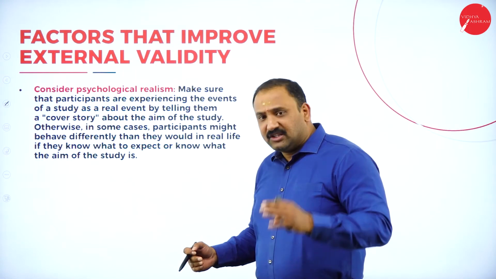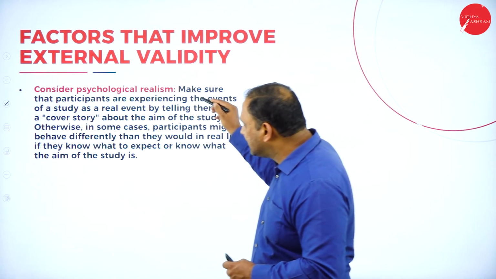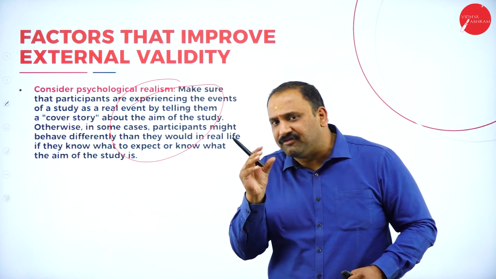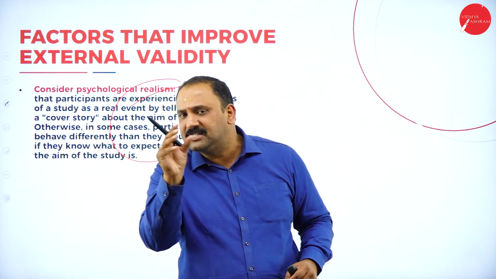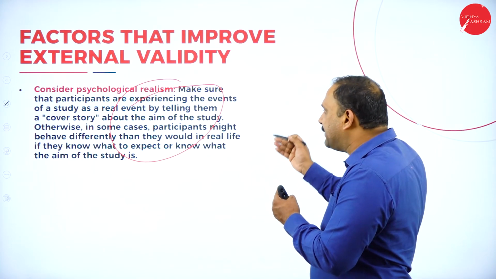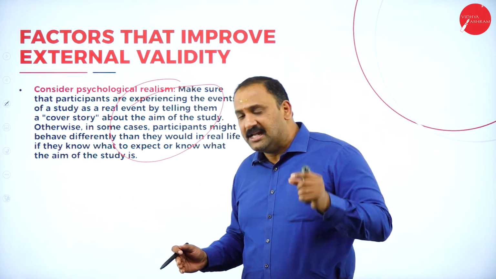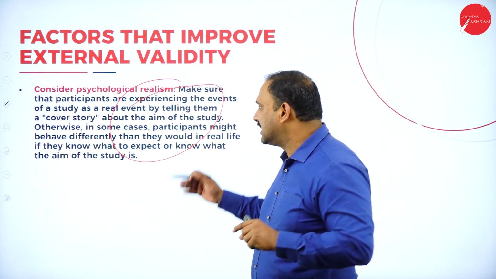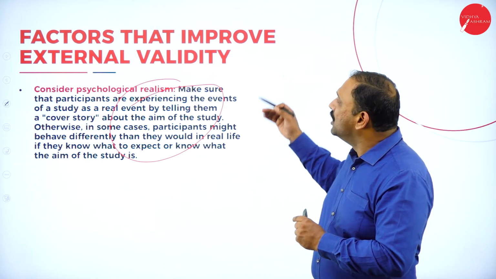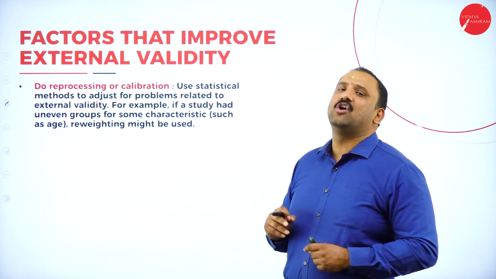The next thing is, what are the factors that we need to improve external validity? One, consider the psychological realism. We always say there is a psychological factor that binds the variables and factors together. For example, when you are able to make your participants understand what exactly drives them to do something, that means you are improving on the psychological factors. You are telling them as an event, as a history altogether, which will help you to attain that external validity.